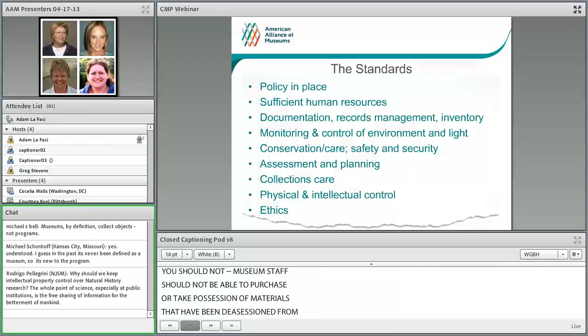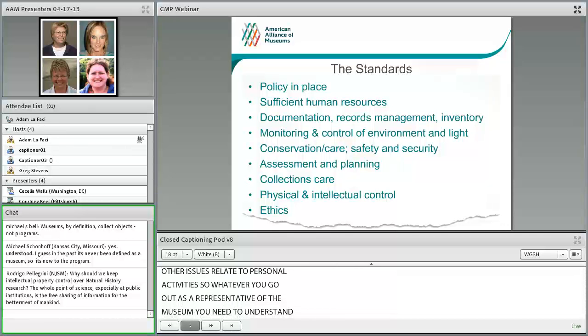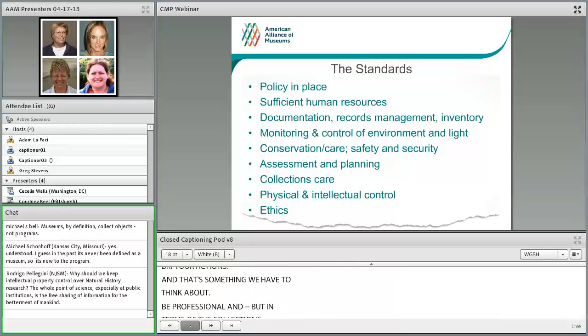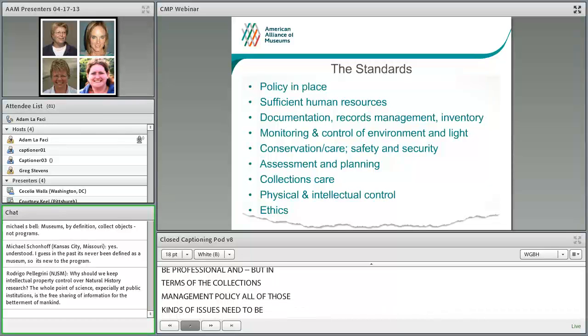Other issues relate to personal activities. So whenever you go out as a representative of the museum, you need to understand that people will view the museum by your actions. And that's something you have to think about, be professional. But in terms of the collections management policy, all of those kinds of issues need to be considered, and a section on ethics needs to be included in the policy. Back to Cecilia. Thank you very much.